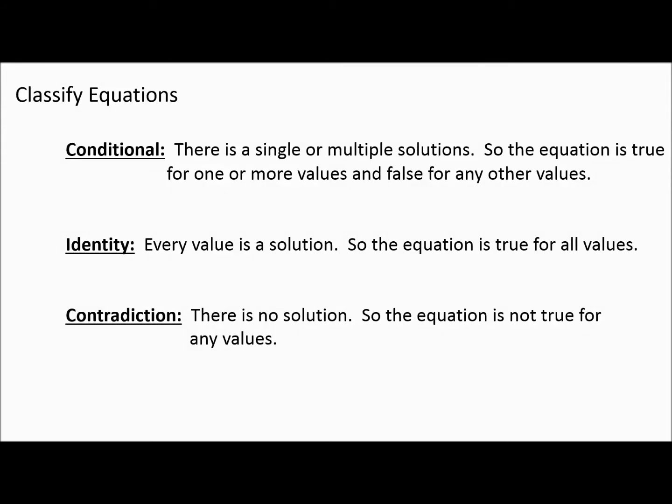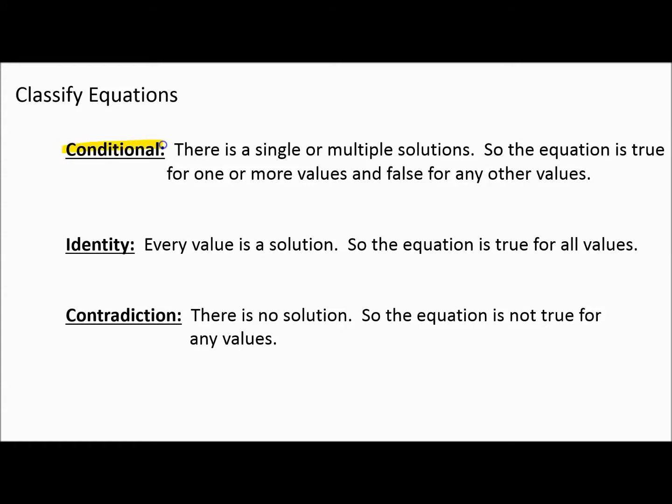I want to continue our conversation about solving equations, and in this video I would like to classify the types of equations as we solve them. So a conditional equation, and there are three types, you see them below. A conditional equation is an equation that has a solution. Notice it says there's a single or multiple solutions, so the equation is true for one or more variables and false for any other variables.